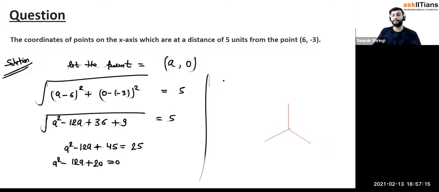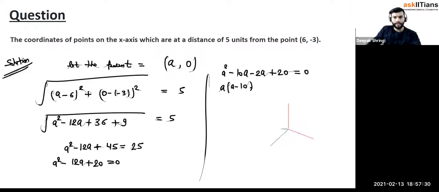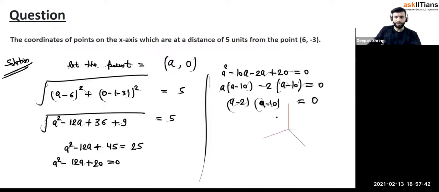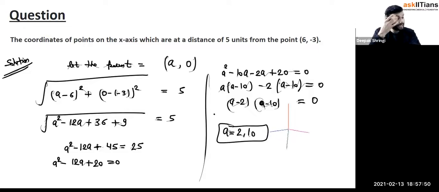Now we have to factorize it by the middle term splitting method, right? We need to factor 20. 20 is what? 10 and 2, 10 into 2 is 20. So if I take a common, I'll get a minus 2. Fine. If I take minus 2 common, I'll get a minus 10. And that is 0. So a minus 2 into a minus 10 has to be 0. So the values of a that we are going to get would be 2 comma 10. So guys, we have two values of a. It can be 2 as well and it can be 10 as well, right?